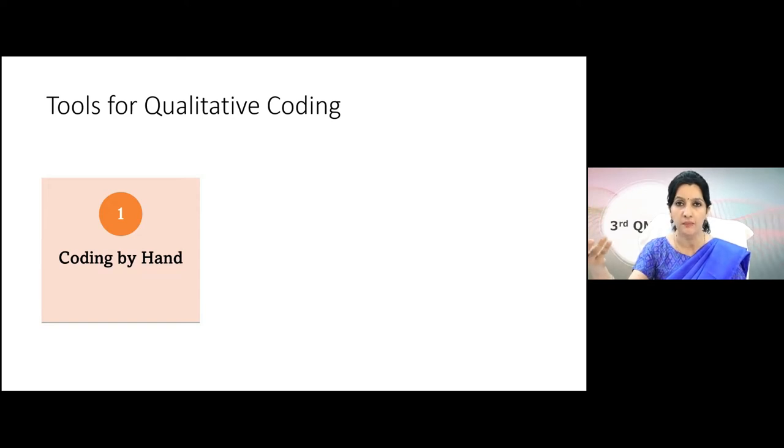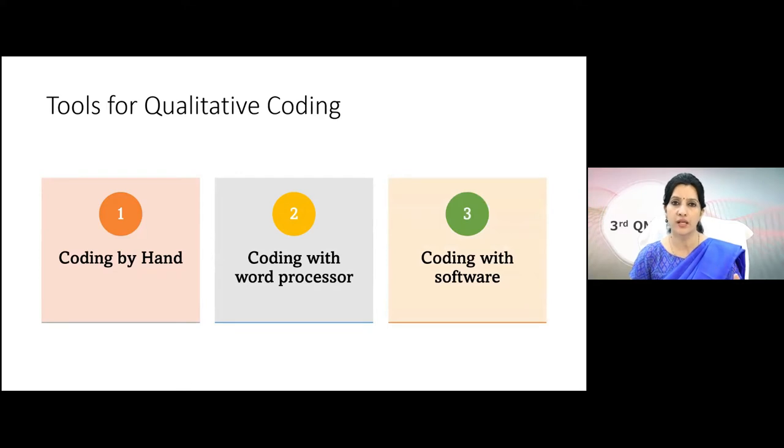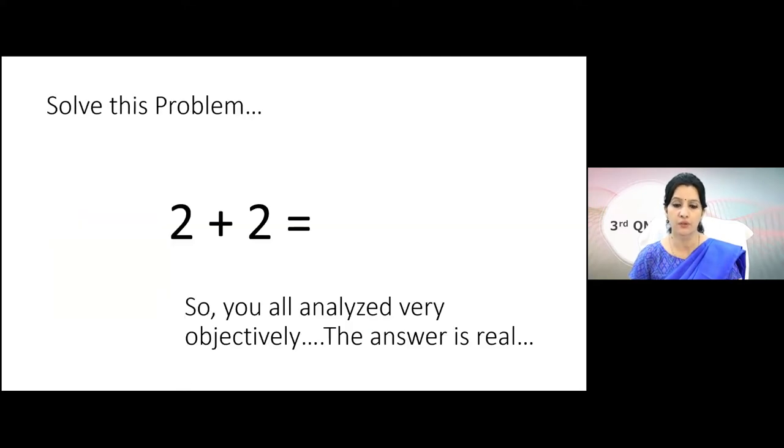Many people are using NVivo or Atlas.ti. We have both software, but for training purposes, since QDA Miner is free, we recommend using it if you have not purchased any. You can also do the coding with a word processor, meaning a Word document. You can do the coding in the Word format which you made for the transcript. Or you can do the coding with the software.